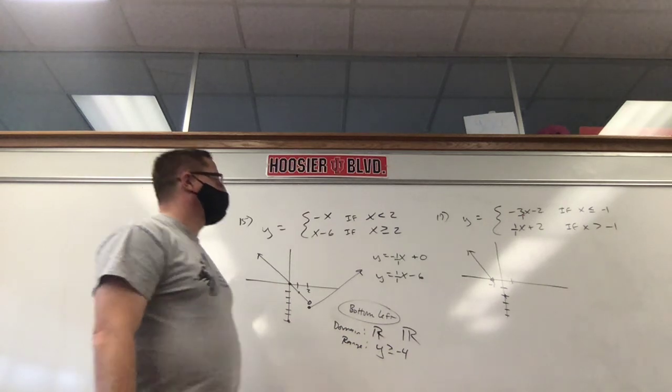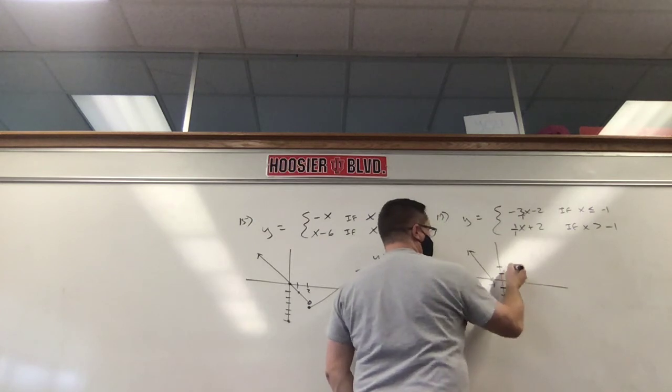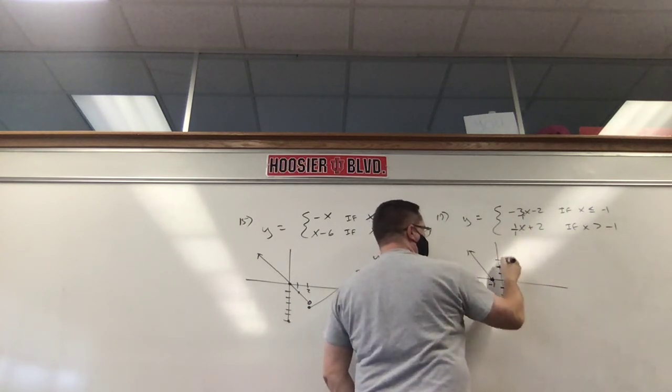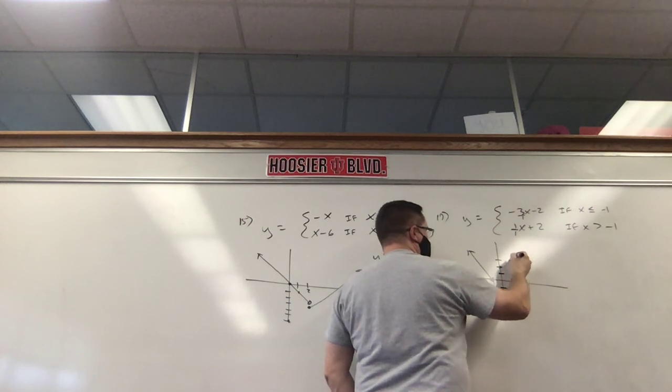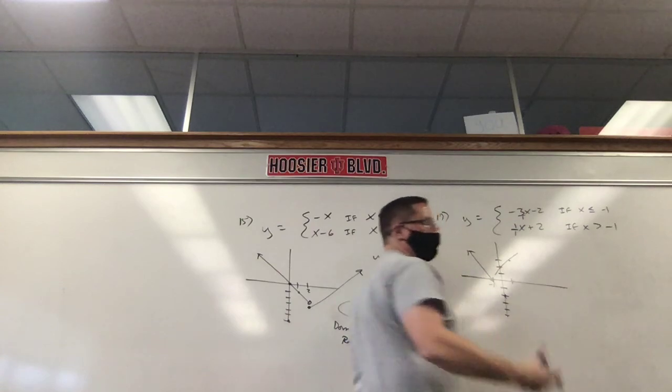And then this one, we're going to go up 2 and put a dot. And from there, we're going to rise 1 and run 1. I'm fudging this because I'm looking at the answer. It'll be so much easier because you're going to have a nice grid.